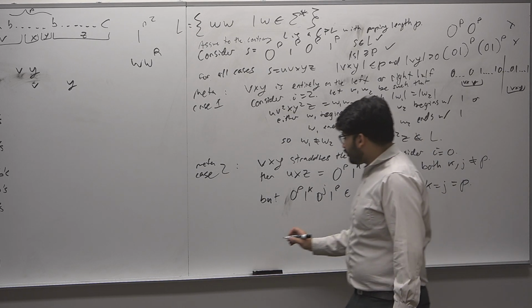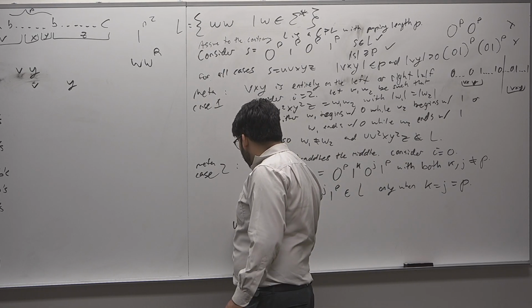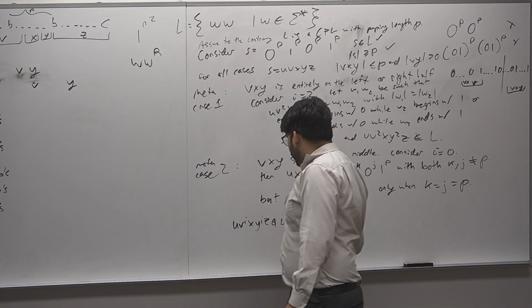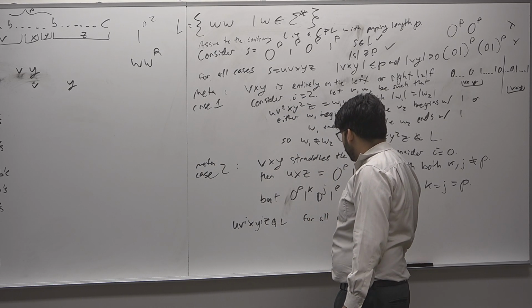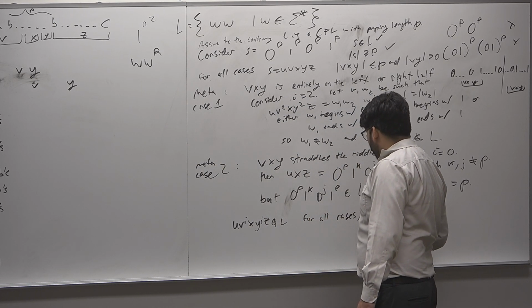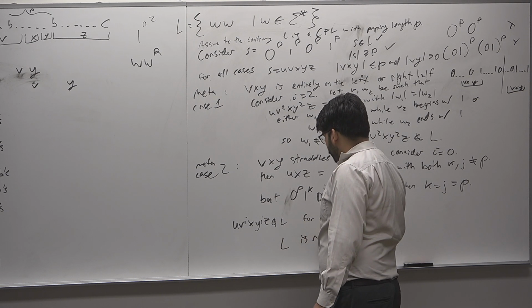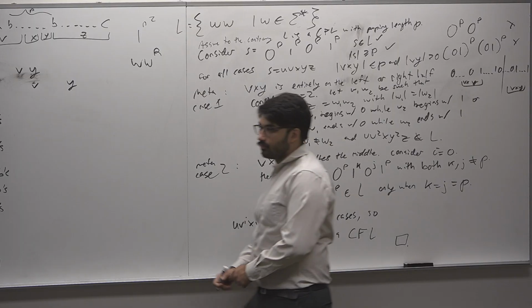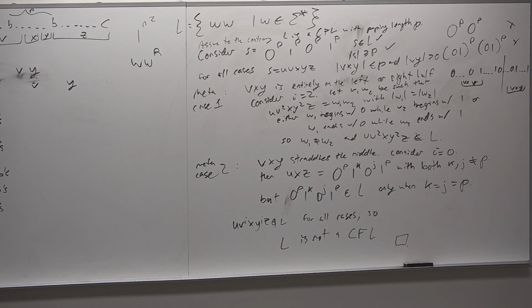Contradiction? So we've seen for all cases that UV to the i, XY to the i, Z is not an element of L. So L is not a CFL. QED. Done. Questions on proving that WW is not a context-free language? Excellent.